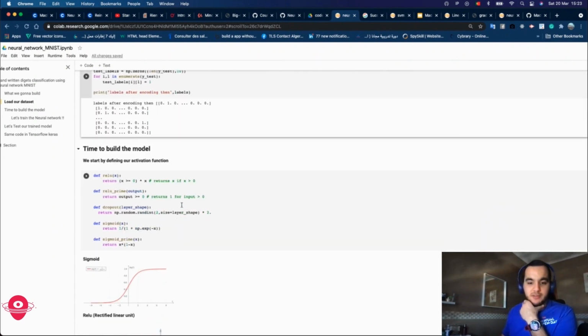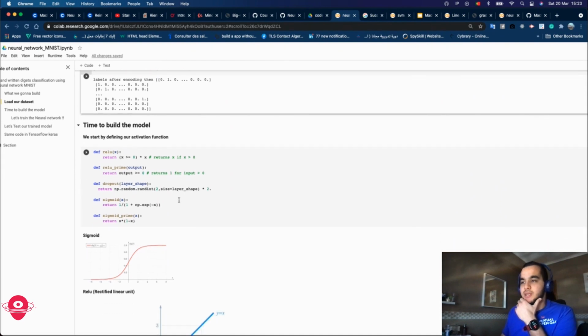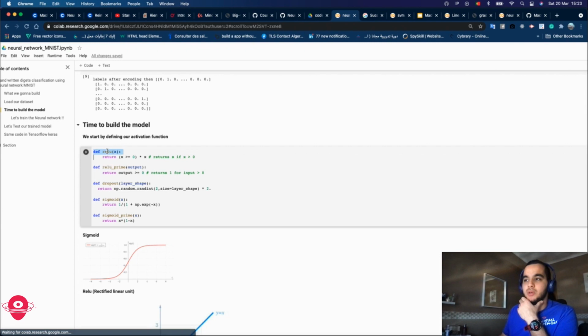So let's now start by defining those different components of the model that we talked about. We're going to use two types of activation functions. Usually in most models you use just one, but in this case we're going to use two. We're going to use the ReLU, which is a nonlinear function, and we need its derivative too, so the ReLU prime. And we have the sigmoid and its derivative too.